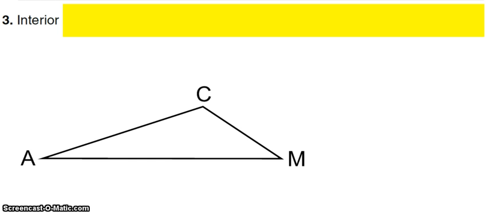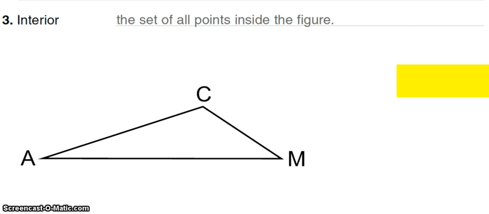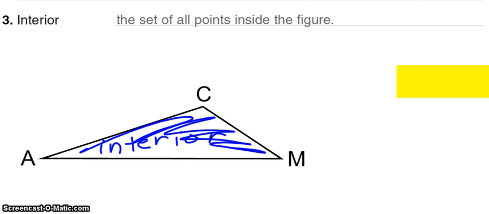Number 3, interior. It's the set of all points inside the figure. So draw this figure right here with triangle ACM. All the space on the inside of this triangle is the interior. So all of this in here is the interior of a triangle. Write that down. Draw your diagrams.